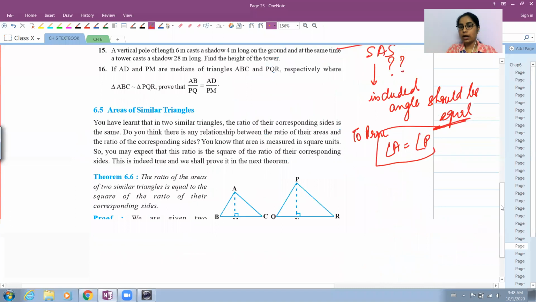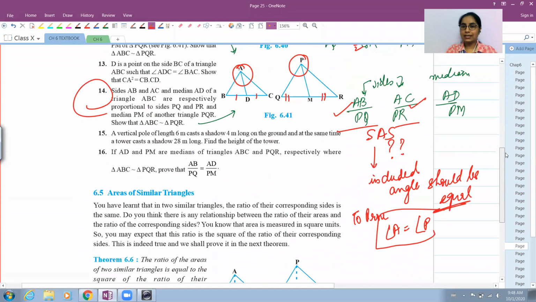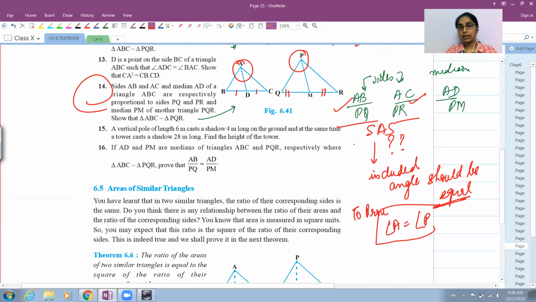If somehow I can prove that angle A is equal to angle P, then I can apply SAS because the sides that contain these angles A and P are already in proportion. I hope the question is clear, how it is different from question number 12 while at the same time looking exactly similar to that question. It seems like the same question, maybe it's a repeat, maybe it's a misprinting on the part of the textbook. But that's not the case; the questions are similar but they are completely different at the same time.